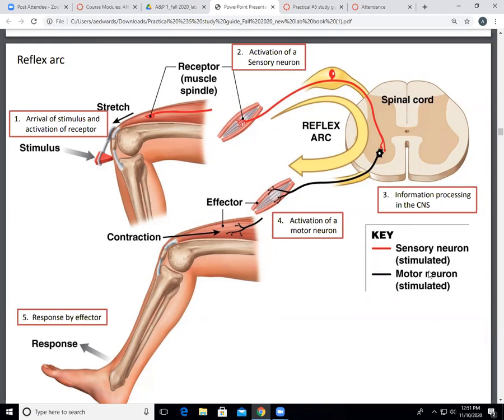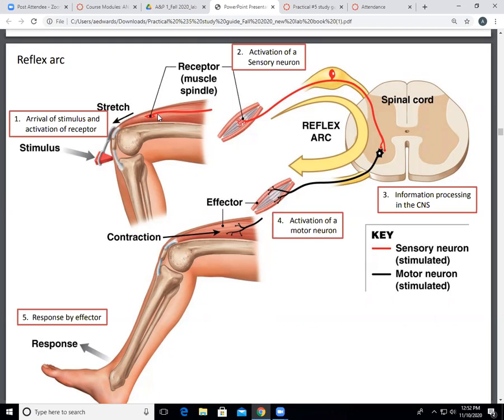So one of the things you also need to know is steps in the reflex arc. In this one, we're getting that stretch reflex or patellar reflex. So you have the arrival of some stimulus, the stimulus hitting the patella region or that tendon, the patellar tendon, and you're activating a stretch receptor.